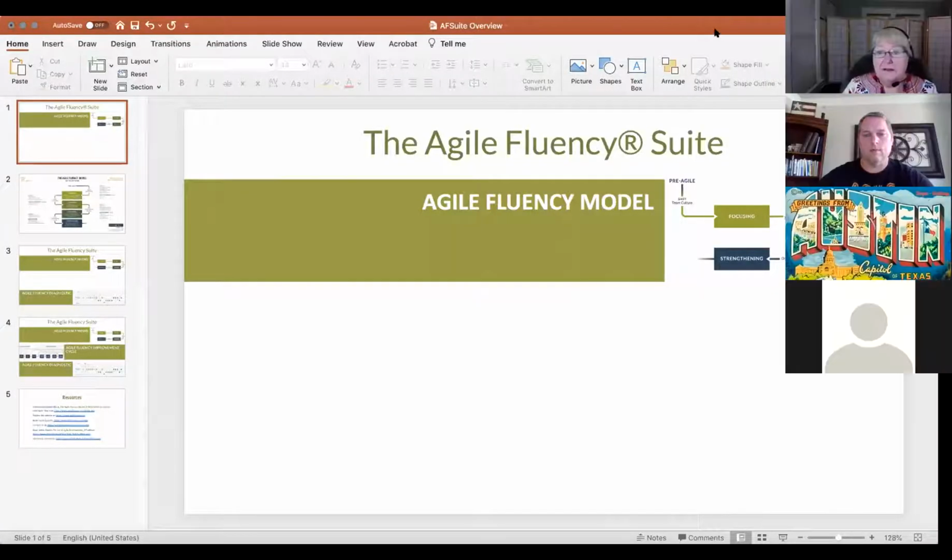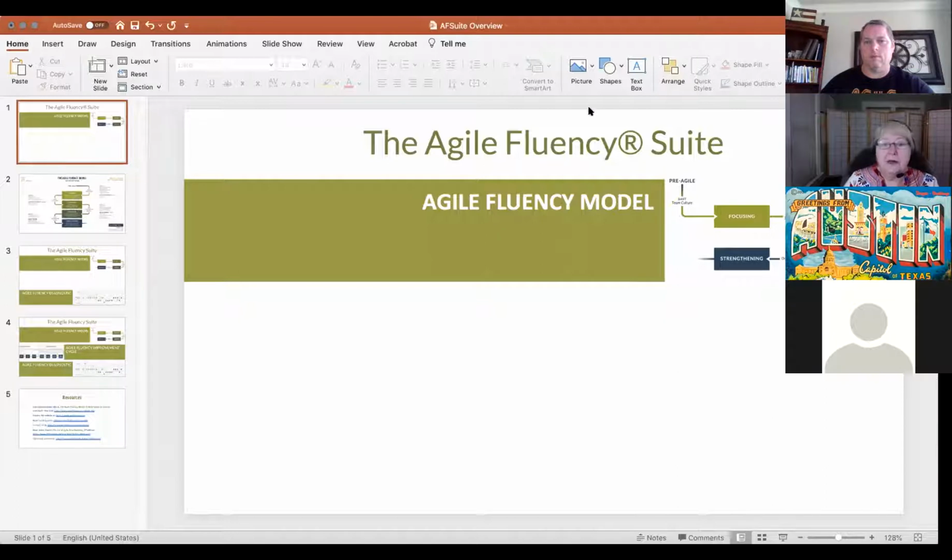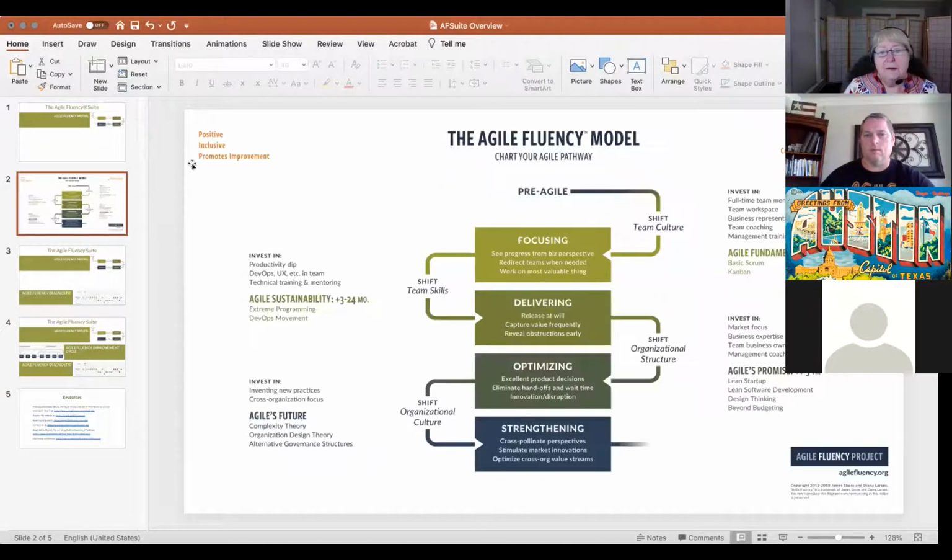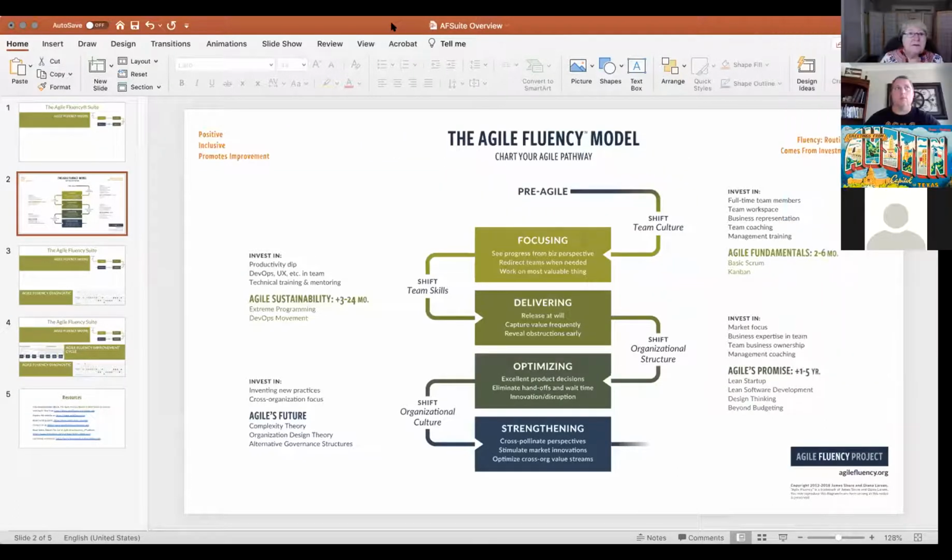So I'm going to start sharing. We have something that we call the Agile Fluency Suite now, because of all those requests. And the first part of the Agile Fluency Suite is the model. And I'm going to make this as big as I can.